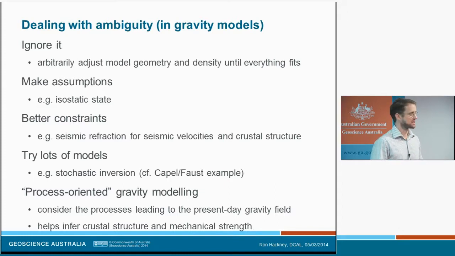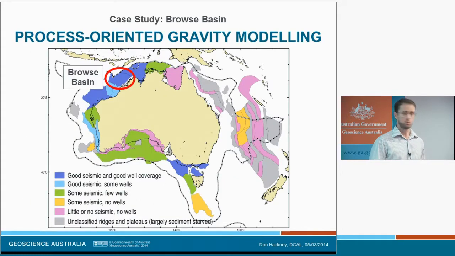And that leads to the last example I want to touch on, which is including process in the models. So taking the gravity field, rather than building a static model that just explains what the gravity field is today, can we think a little bit about the processes that led to the present day gravity field? This can also maybe go a step towards helping us infer crustal structure and also the mechanical strength of the lithosphere. So how easy is it going to be to stretch out? The example I'm going to show here is reasonably early work still, applying this process-oriented gravity modelling approach in the Browse Basin up on the northwest shelf here.